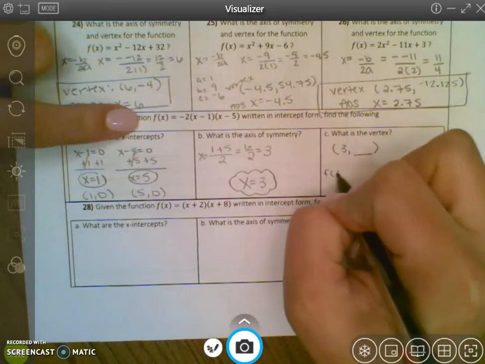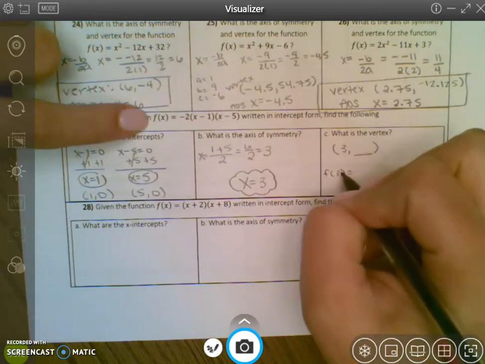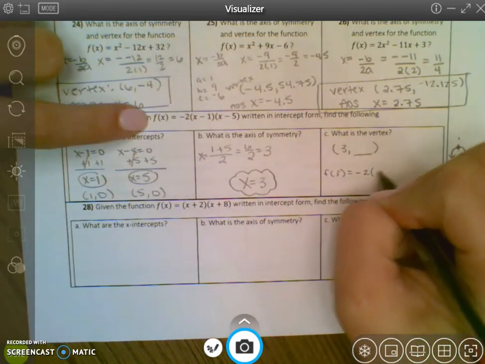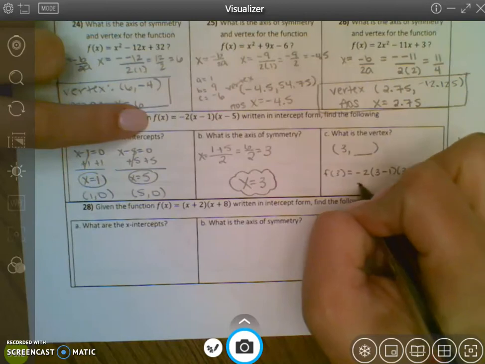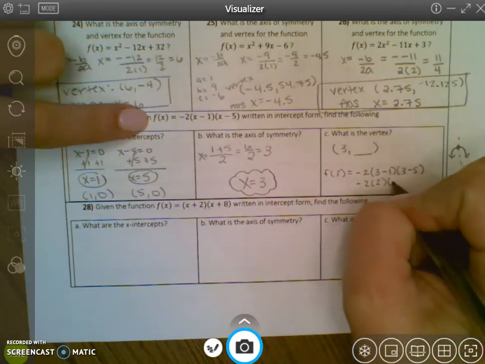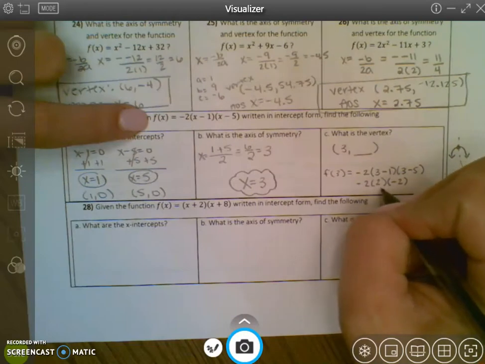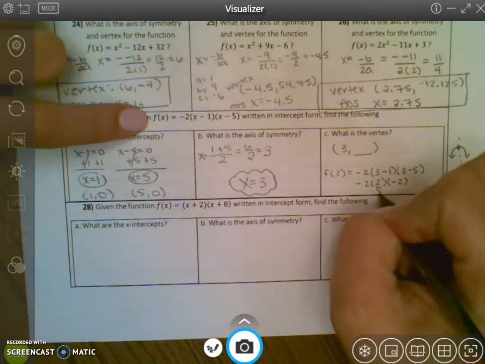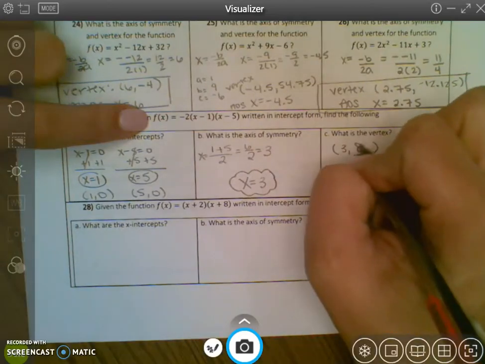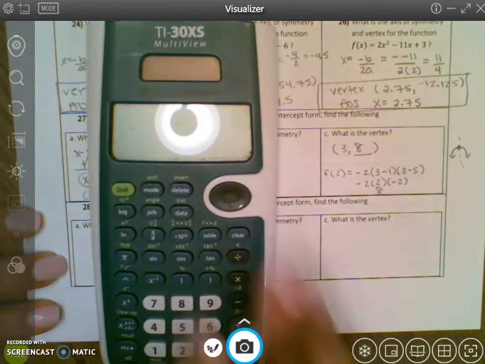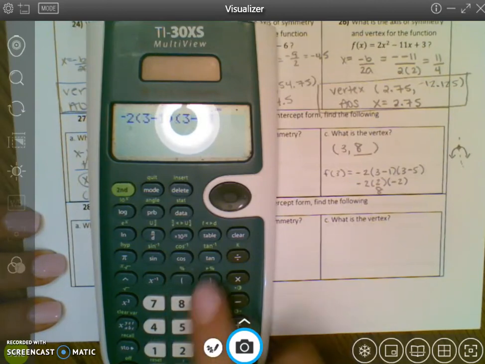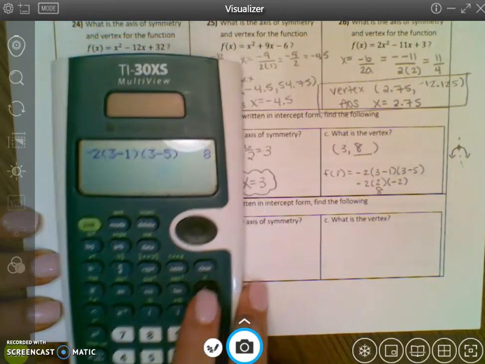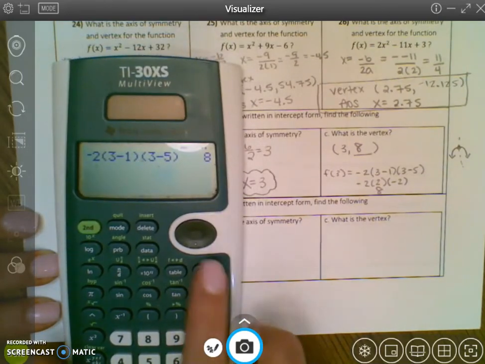So f of 3, remember it was f of x, but I have the x: -2 times (3 minus 1) times (3 minus 5). So that'd be -2 times 2 times -2, which is 8. Negative and negative is positive, so positive 8. Okay, if you're unsure, use your calculator and just type it in. So turn it on. -2 (3 minus 1)(3 minus 5) gives me an 8. Oh, y'all can't see that. There you go. So I just typed in the original.